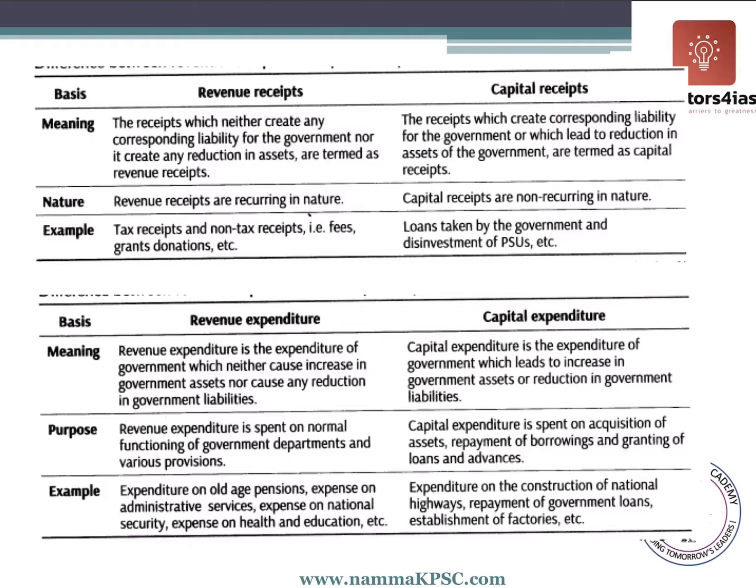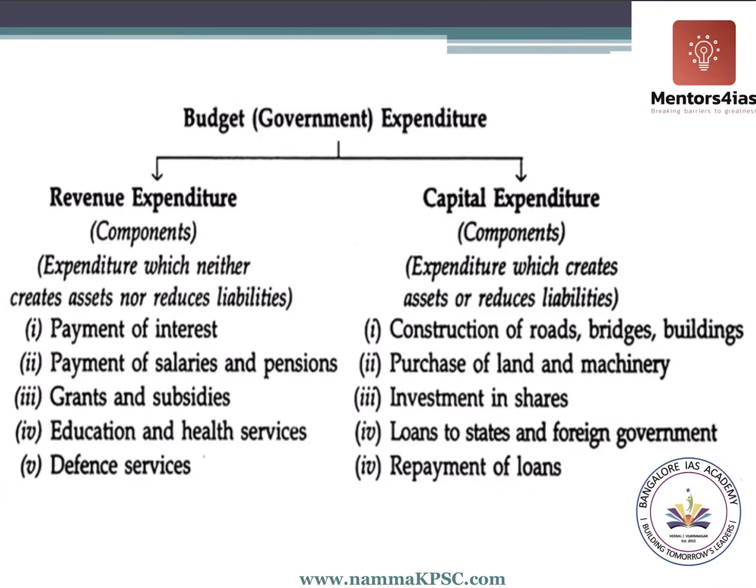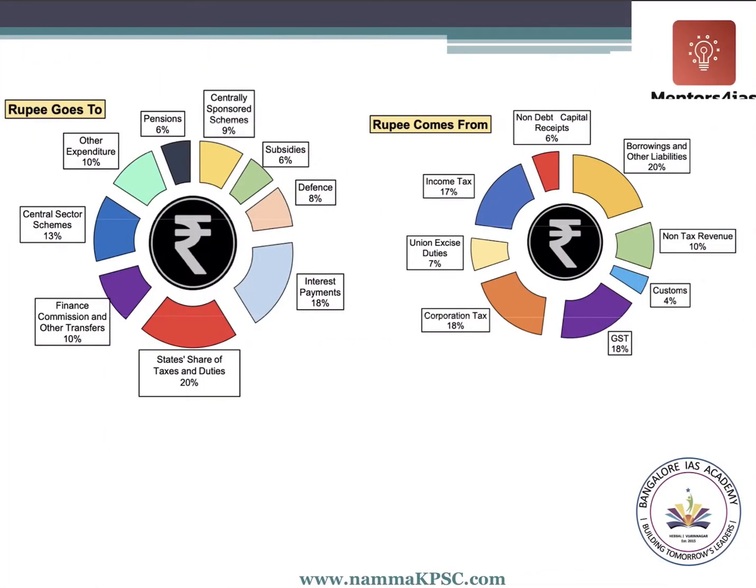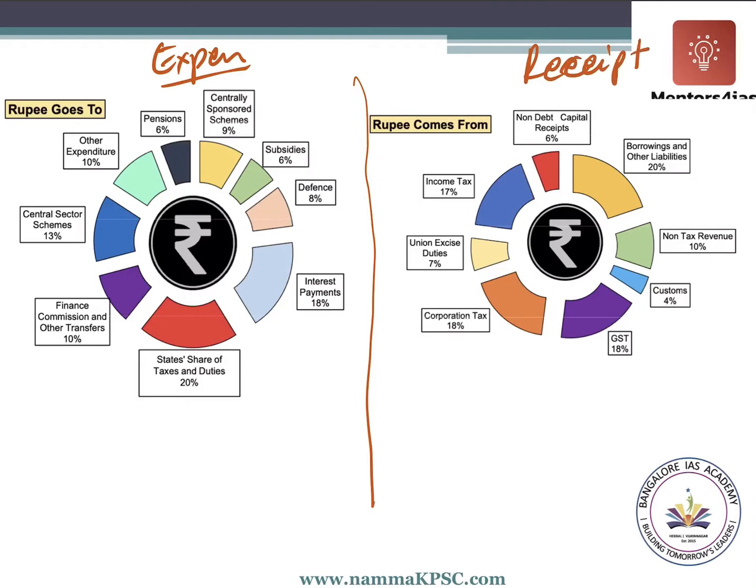Now you can pause this video and read the definitions of these. Okay, I'll move on. As I told you, revenue expenditure, capital expenditure examples, you can pause this video and read them once again. Now if you see this year's budget, the 2020 budget, there is a graphical representation of the government's expenditure and the government's receipts. That means where does a rupee come from? That is receipt. And where does a rupee go?